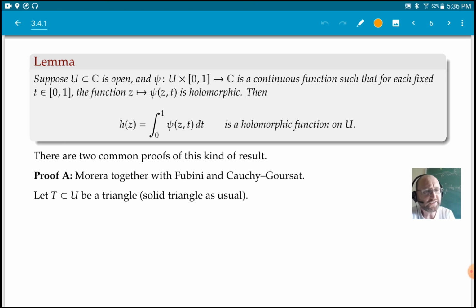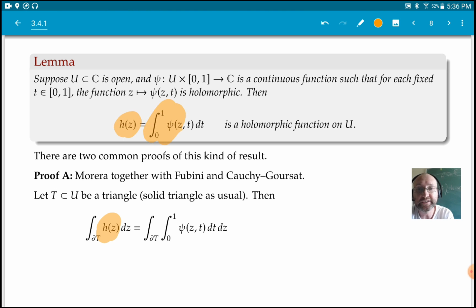All right. So let T be a solid triangle in U, any solid triangle in U. Well, let's integrate over the boundary of this triangle. Right? We're trying to show that given any triangle in U, that this is 0, and then we can apply Morera to tell us that this function is holomorphic. All right. So, well, let's put in the definition of h, right? It's this integral. So that's this over here.